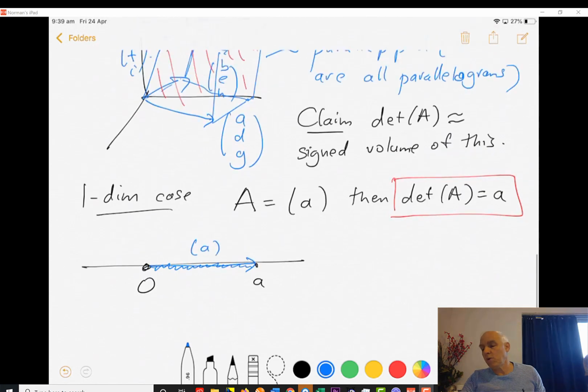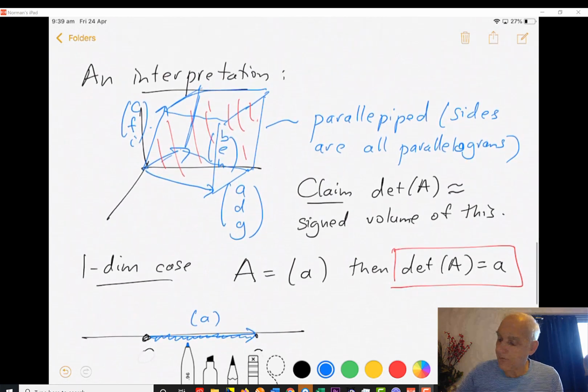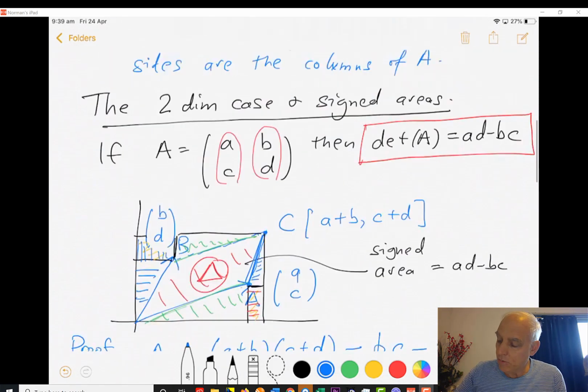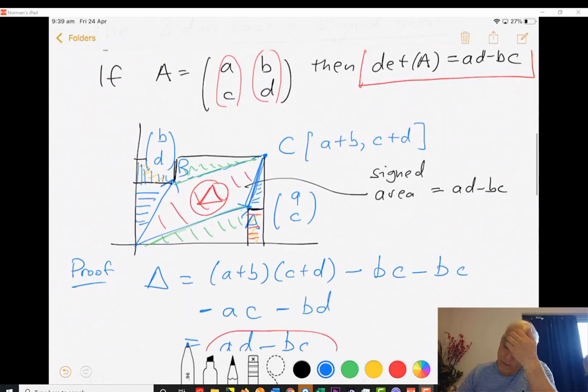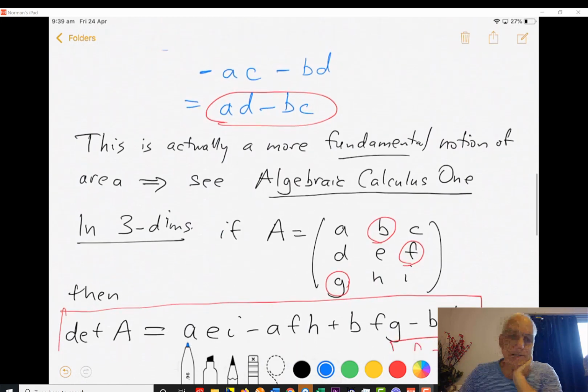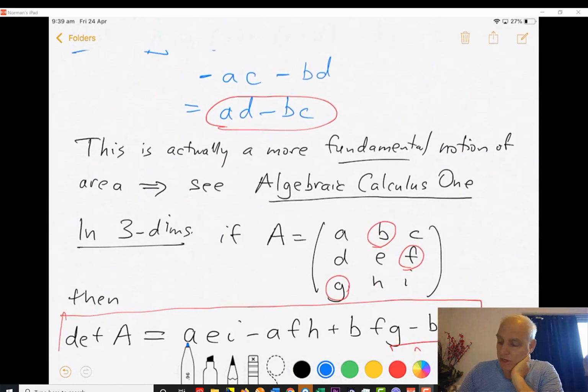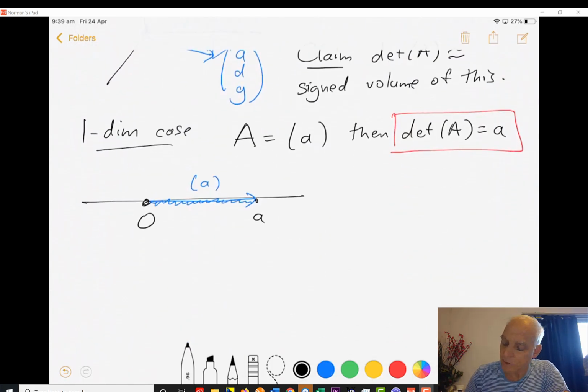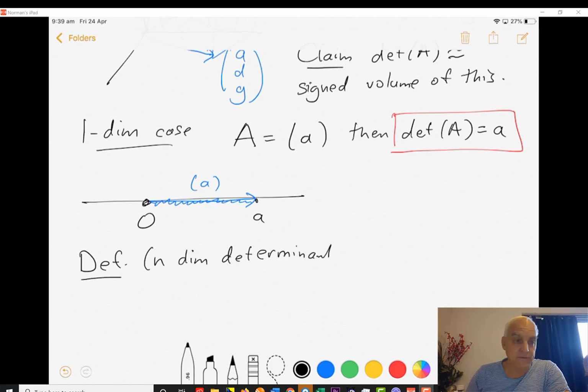Okay, great. So what is the official definition of a determinant? The way we're going to do this is to use an inductive procedure so that at least we have a definition. And the inductive procedure is sort of consistent with the three cases that I've shown you now. Okay, so the definition for the n-dimensional determinant is an inductive definition.